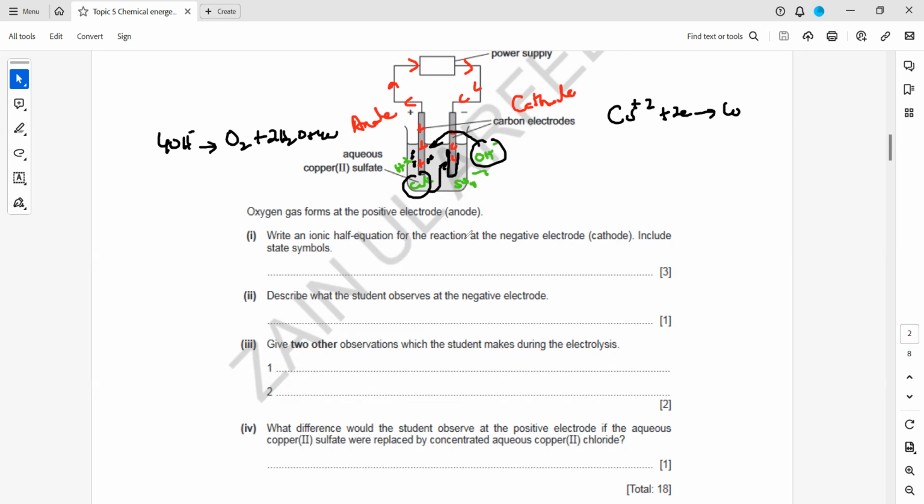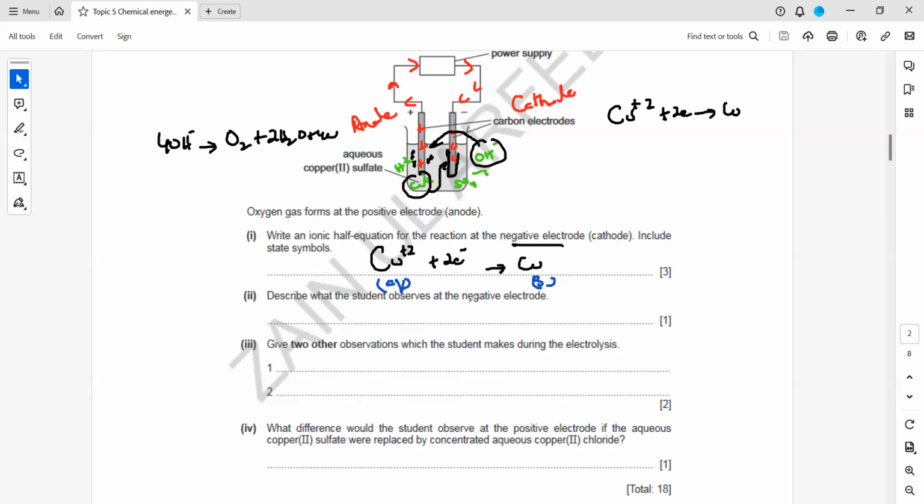Write an ionic half equation for the reaction at the negative electrode, the cathode, including the state symbol, a 3-mark question. So what you have: a copper ion gains electrons and turns into a copper atom. What about the state of the ions? The ions are aqueous, so this will be aqueous. And what did it turn into? It turned into copper solid. So you will score 3 marks just by writing an equation using state symbols.